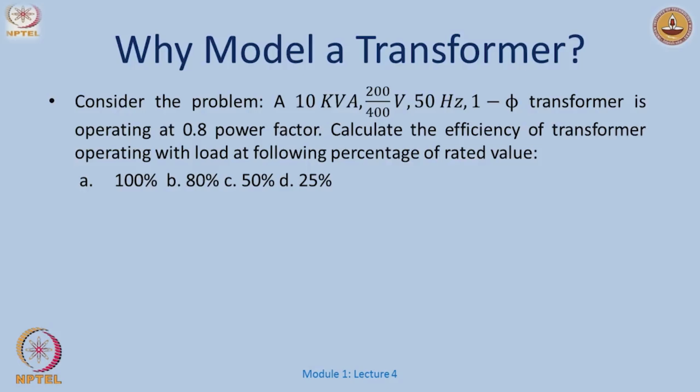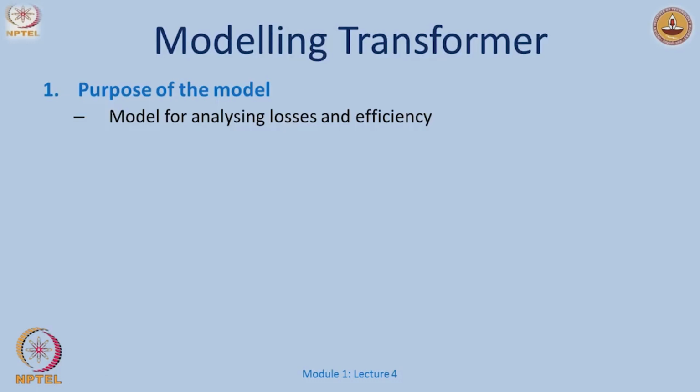When we say that V1 by V2 is N1 by N2 or I2 by I1, if this was true all the time, then we would never possibly need an equivalent circuit. But it is not always true that V1 I1 is V2 I2. There is something going wrong here, and that is what we will try to observe. Okay. So, we will propose a model for analyzing losses, and in turn we could compute the efficiency.